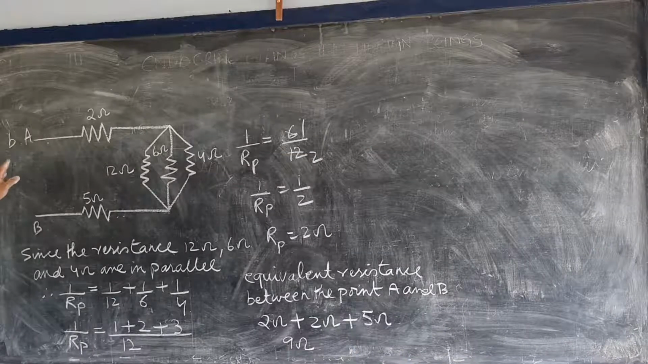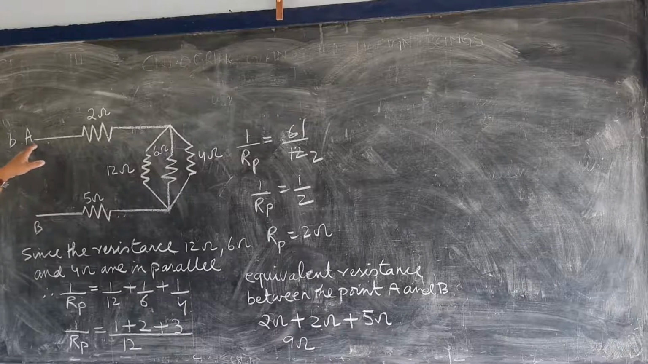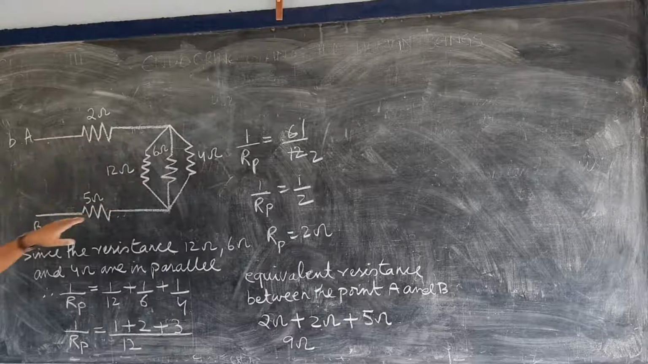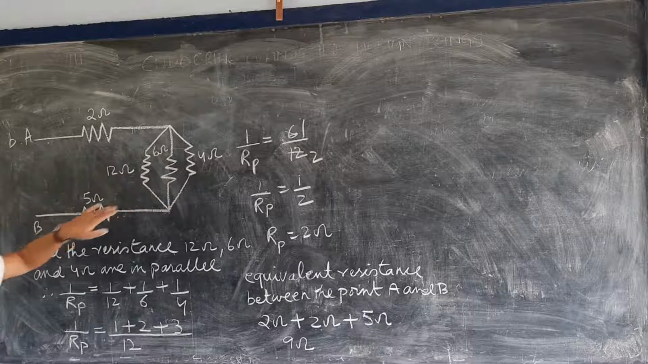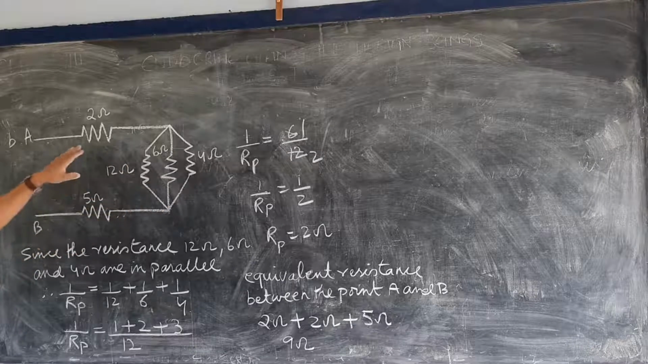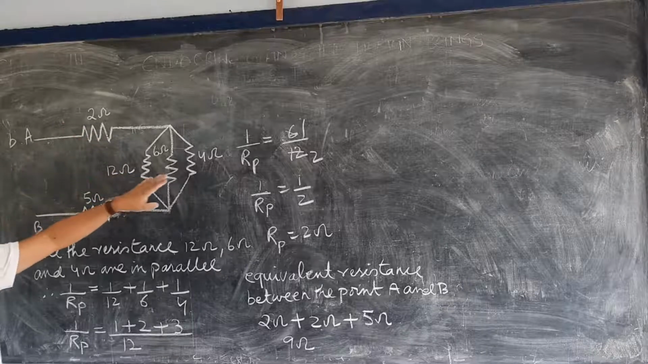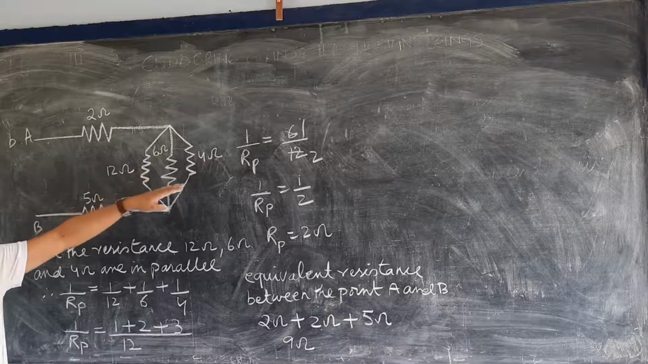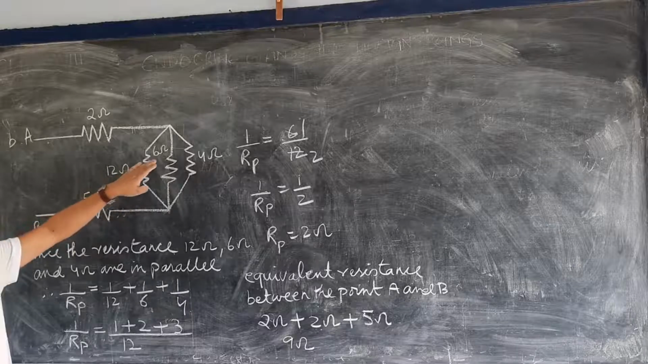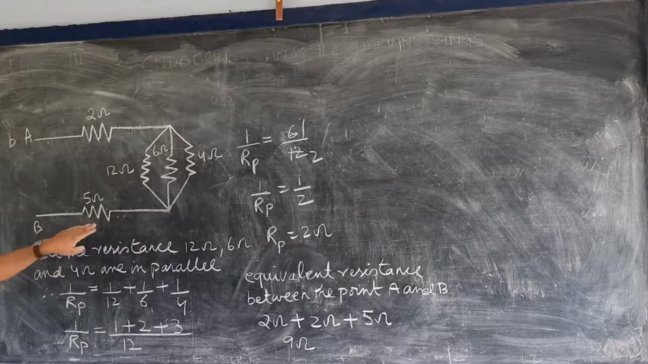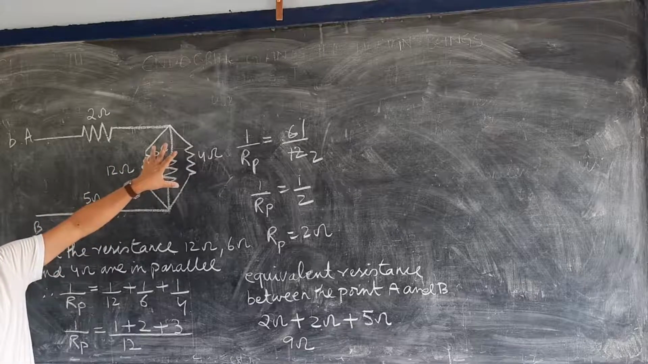Now the next question, question number B. In question B, from point A to point B, there are 1, 2, 3, 4, 5 resistors. The first resistor has a resistance of 2 ohm, then there are 3 resistors connected in parallel. Their resistances are 12 ohm, 6 ohm and 4 ohm, and the last one is 5 ohm. Now first find the equivalent resistance of these, since they are in parallel.